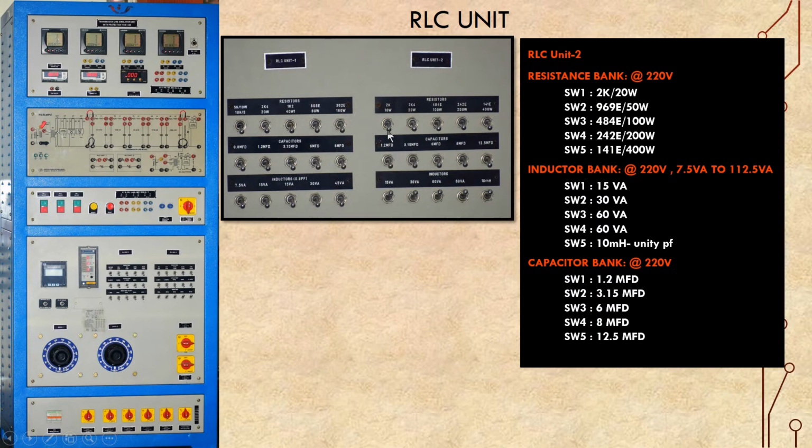As you can see, on this bottom side, when you do the experiment and turn on the switch, we have 2k of R here. Similarly, switch 5 is 141, like that is available. The inductor value is 15 VA, and we can go up to a maximum of 10 millihenry, which is unity power factor. Also, in the capacitor section we have capacitance variation from 1.2 microfarad to 12.5 microfarad available in this RLC unit 2.